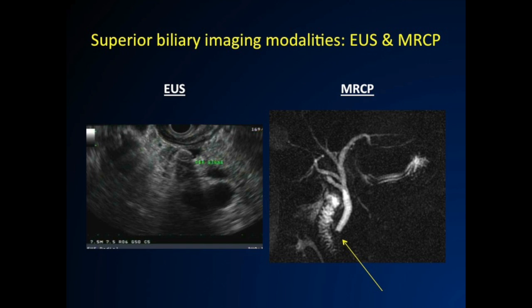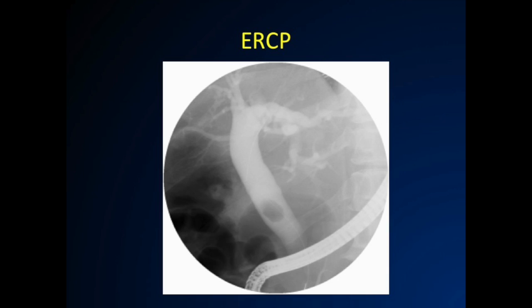But the other advantage of EUS, other than the fact that I do it, is that you can convert the patient to an ERCP at the time if you see one. So these are clearly going to be preferred tests to ERCP, which historically has been considered the gold standard.